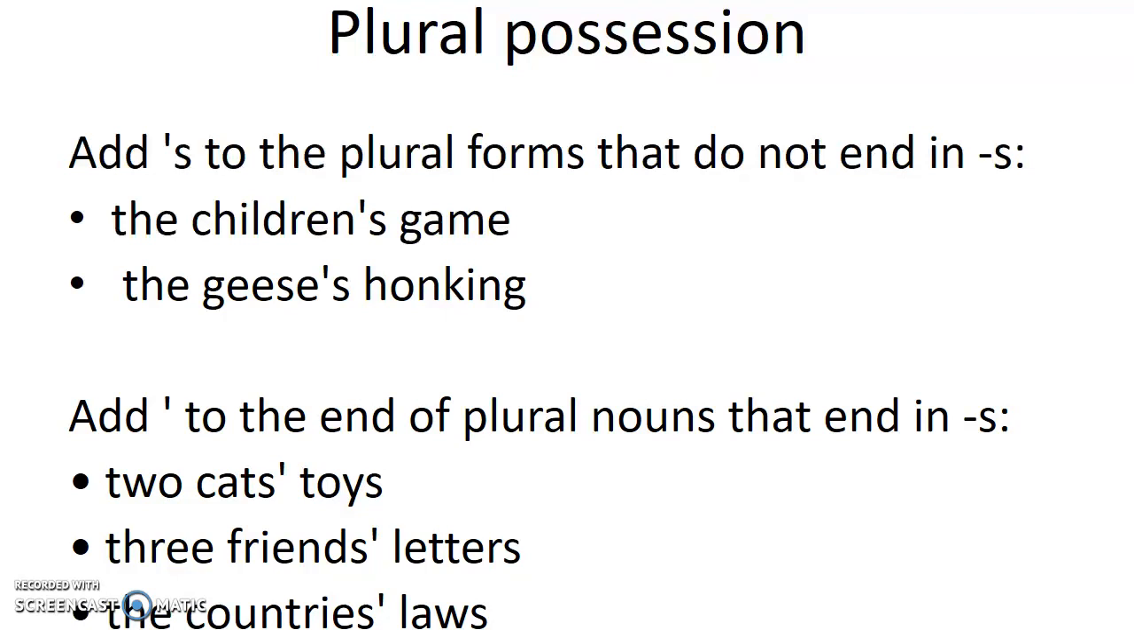Again, like singular nouns that end in s, for plural nouns that end in s the extra s gets dropped. With the singular, it's optional. With the plural, it's not. Add an apostrophe to the end of plural nouns that end in s: the 2 cats' toys, 3 friends' letters, the countries' laws.